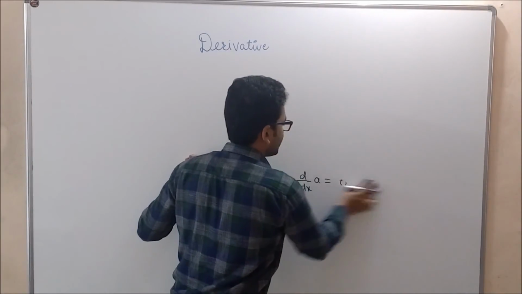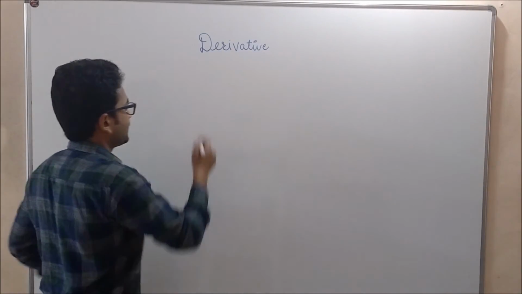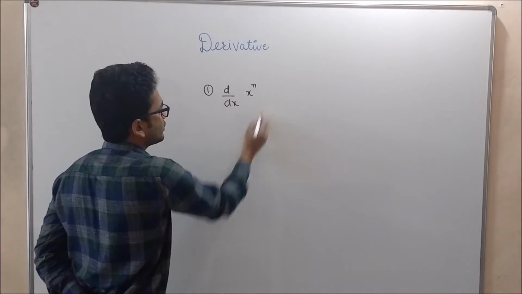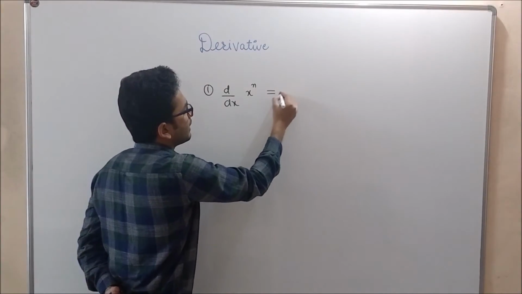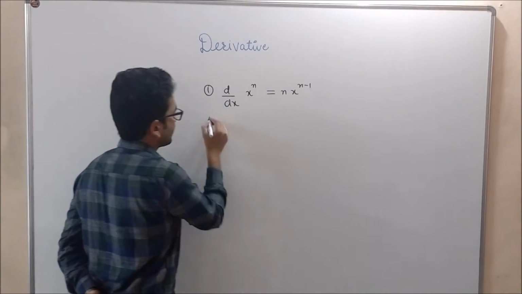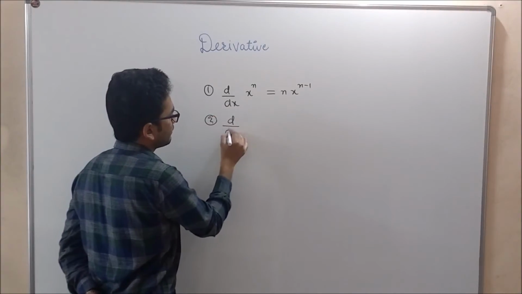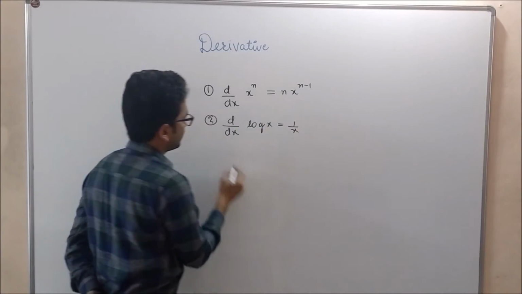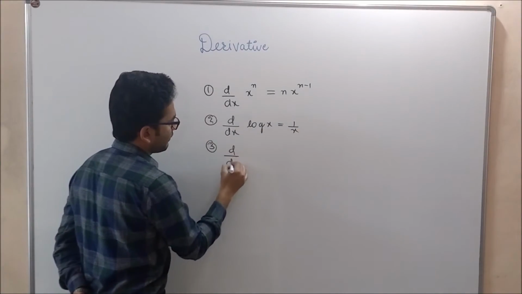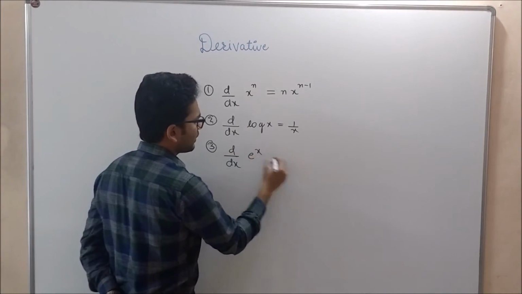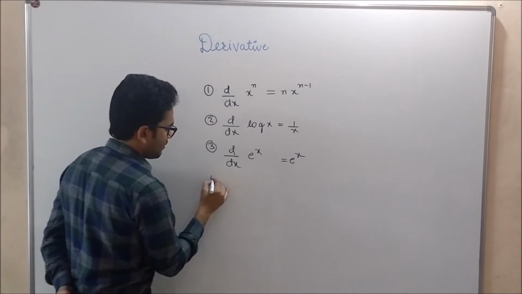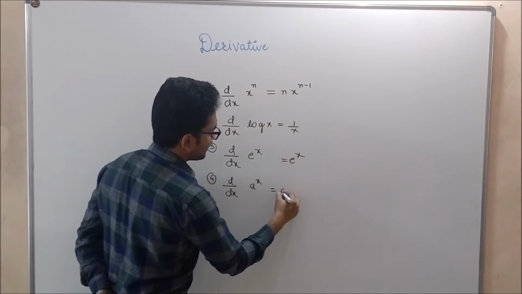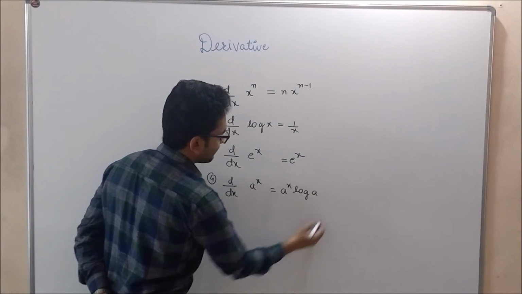So up till now we have seen 6 formulas. Now we need to remember these 6 formulas. The first was very important: derivative with respect to x of x raised to n is equal to n x raised to n minus 1. The second one was derivative of log x, which was 1 by x. Third was derivative of e raised to power x, which is e raised to power x. Fourth was derivative of a raised to power x, which is a raised to x log a.